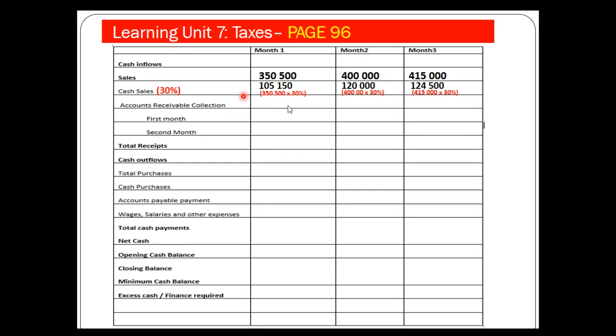Okay. Now, this is the case. You can see it's very easy to find the cash sale. I just took 30% of this amount, 30% of this amount, 30% of this amount, according to what? To the information given to me.